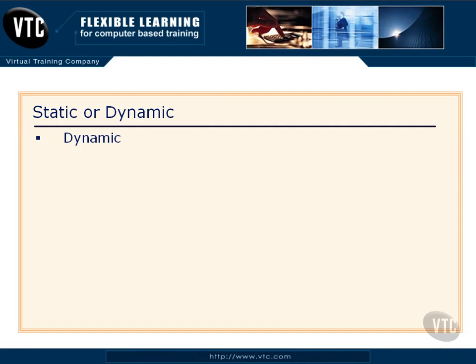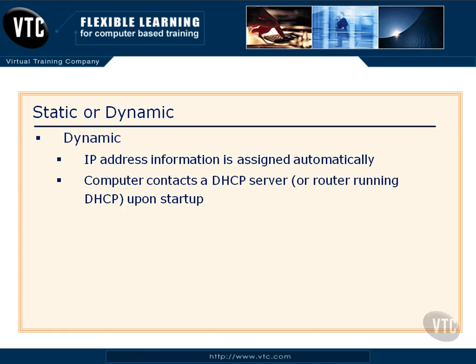Now, a dynamic IP address is just the opposite. It's where the IP address information is assigned automatically. When you start the computer up, it contacts a DHCP server, or maybe a router on the network is running the DHCP service. Now, DHCP stands for Dynamic Host Configuration Protocol. It exists to automatically assign IP addresses, subnet masks, and default gateways to a machine. Now, when we turn the machine on, it sends out a little broadcast message saying, hey, I'm looking for a DHCP server. A DHCP server somewhere on the network sees that and responds back, hey, I'm a DHCP server, do you want an IP address?